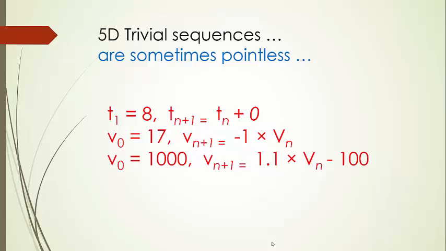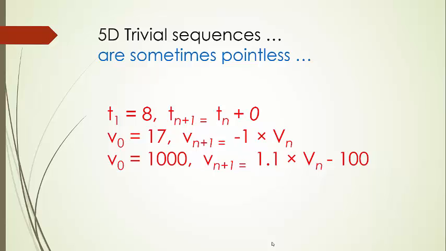And the second one, doesn't matter what we start with, we're going to be multiplying by -1, so the next term will be -17 and the next one will be 17, -17 and so on. Also pointless. The third one, not so obviously pointless until you look at it closely. We're starting at 1000, again it doesn't matter where, but you're multiplying by 1.1 and then subtracting 100.